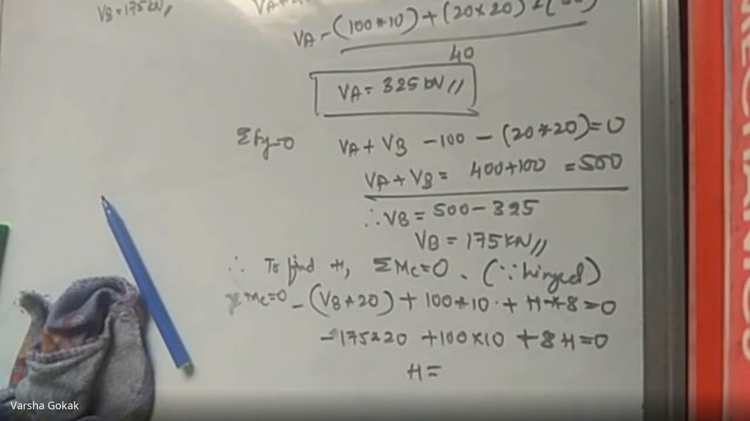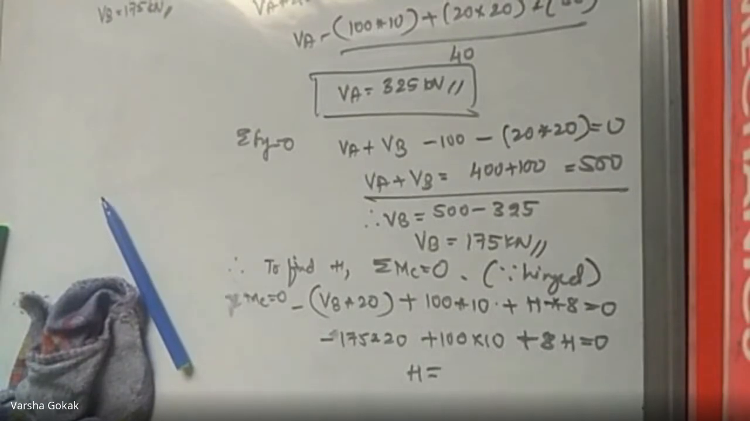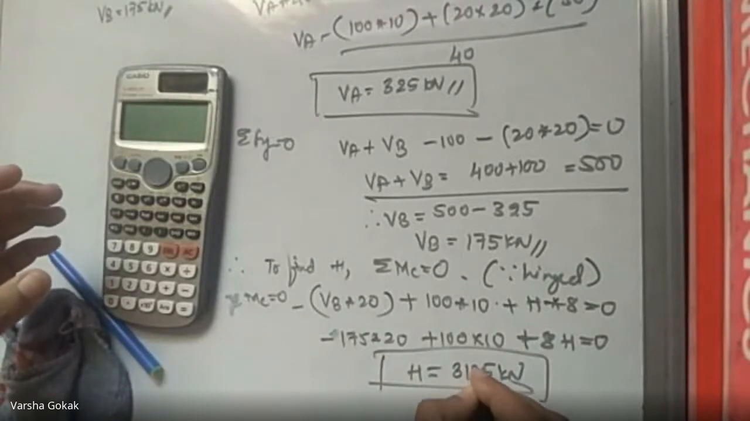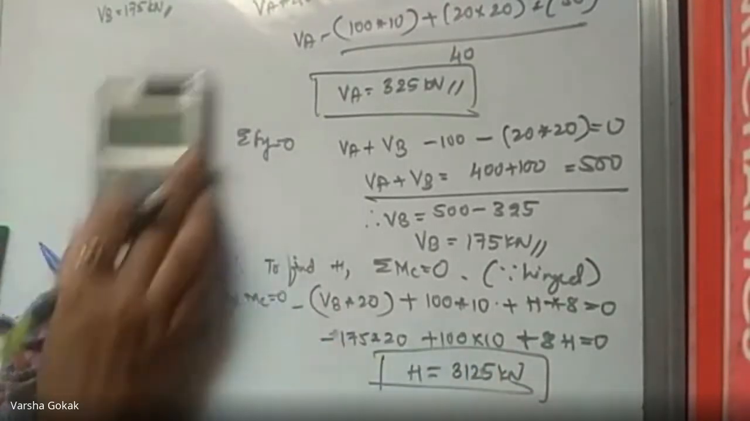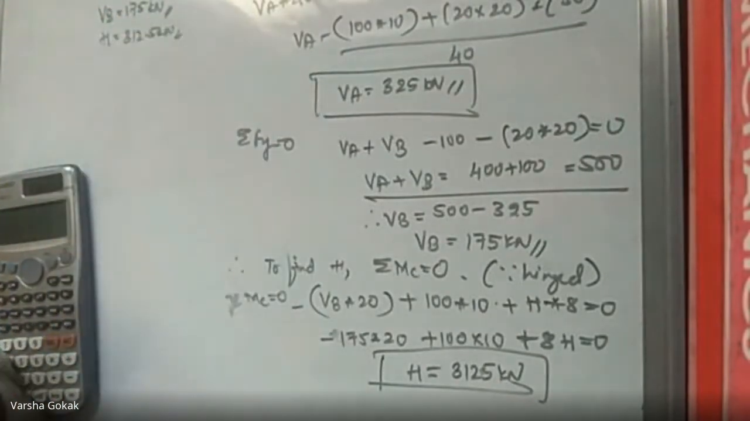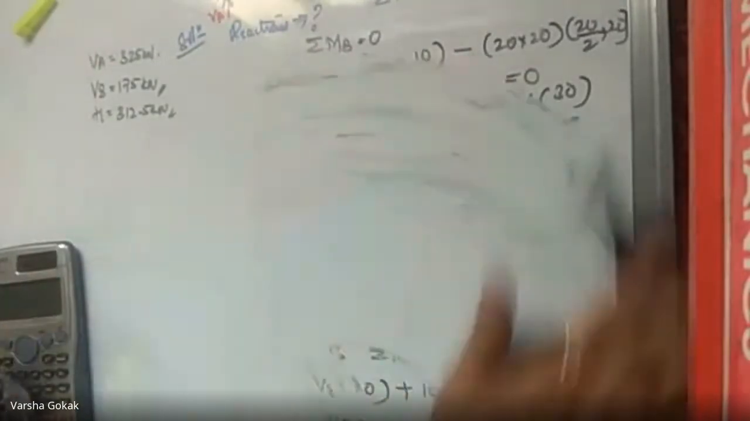Not sitting with the calculator. 312.5. 312.5 kilonewtons. Okay, correct. 312.5 kilonewton. So H is 312.5 kilonewton. So all the reactions are found now. You found VA, VB, and horizontal reaction, that is H. So first part, that is finding of the reactions, is done.